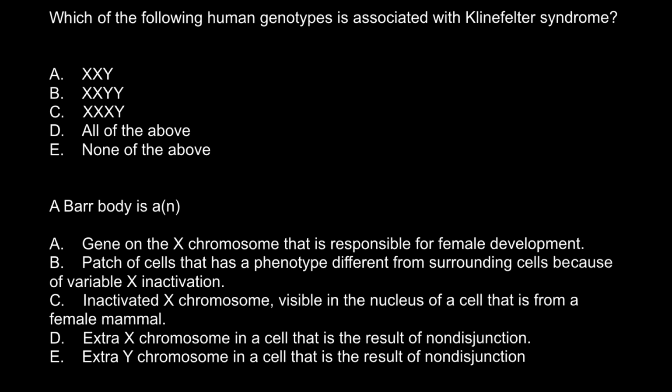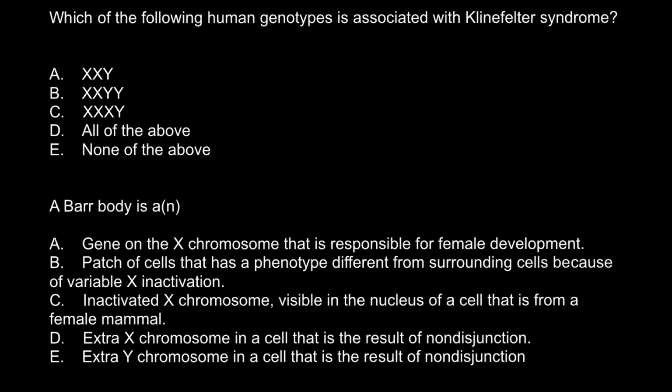And here is the first question: which of the following human genotypes is associated with Klinefelter syndrome? Here we have 5 answers to choose from. Answer A, XXY genotype. Answer B, XXYY genotype. Answer C, XXXY genotype. Answer D, all of the above. And answer E, none of the above.